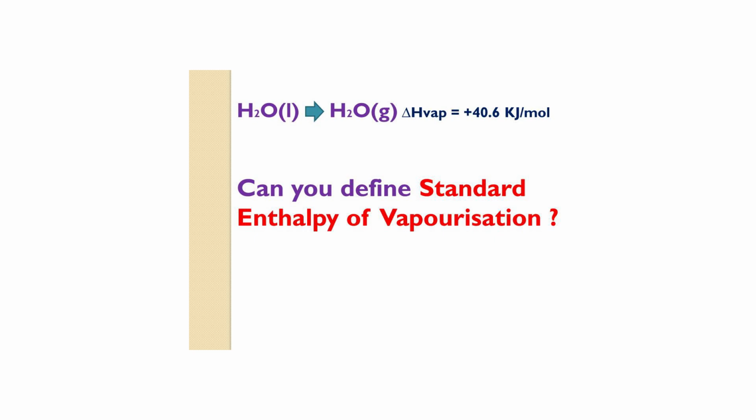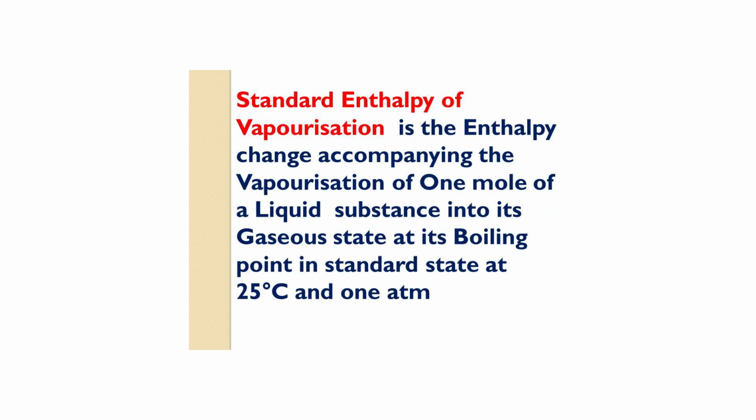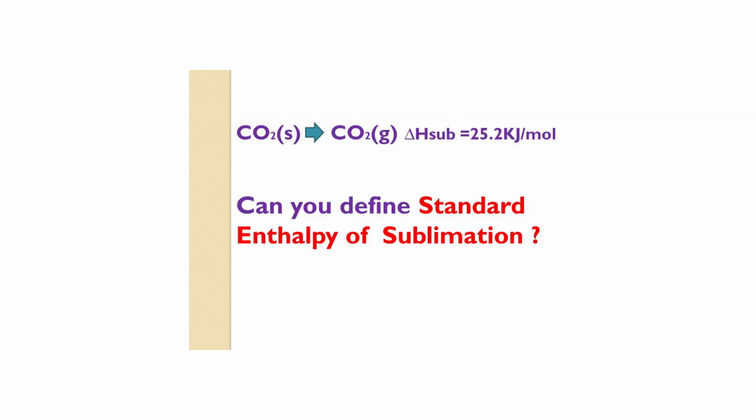Can you define standard enthalpy of vaporization? It is the enthalpy change accompanying the vaporization of 1 mole of liquid substance into its gaseous state at its boiling point, called the standard enthalpy of vaporization. Students, what happens when carbon dioxide solid changes into carbon dioxide gas? Do you know the process? The solid changes into gas. The process is sublimation.